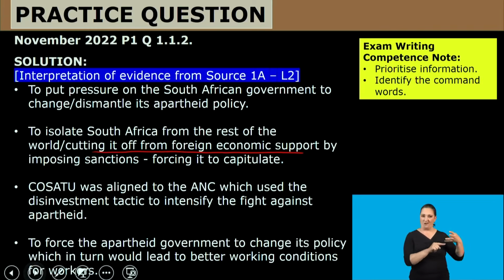Okay, I hope that has helped you understand how to analyze sources and practice your history skills so that you do very, very well in your exams.